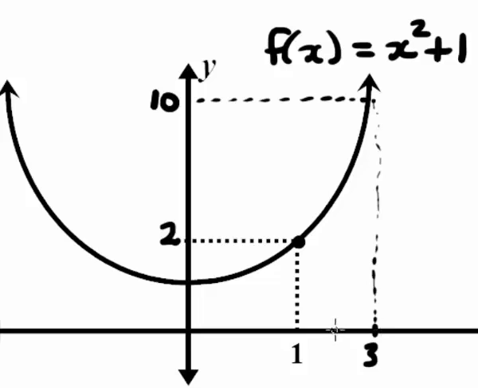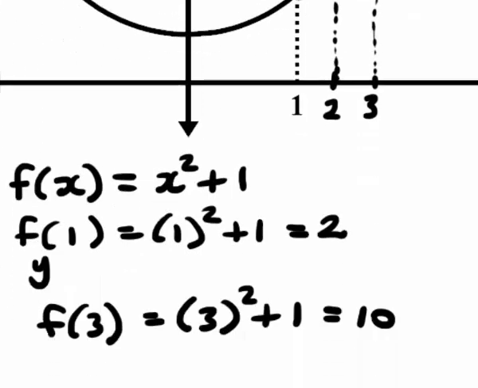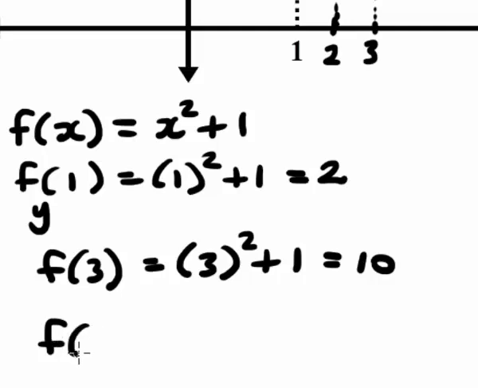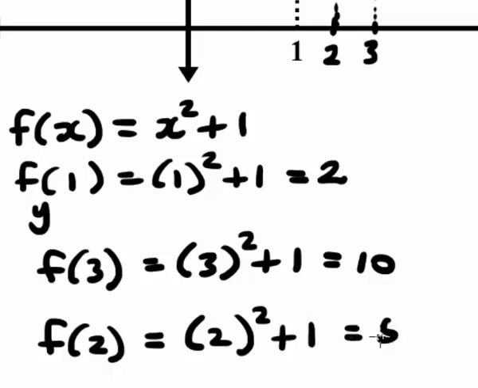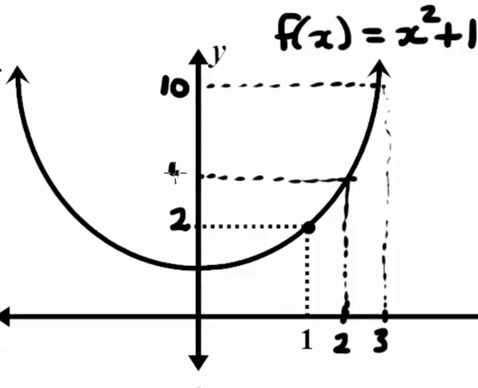Let's get closer to that chosen value 1. Let's go to 2. x is 2, let's choose that. Let's go up to the graph and see what the corresponding y value is. What is f(2)? f(2), the y value corresponding to x is 2, is 2 squared plus 1, and that's 5. 2 squared is 4, plus 1 is 5. So your y value here is 5.